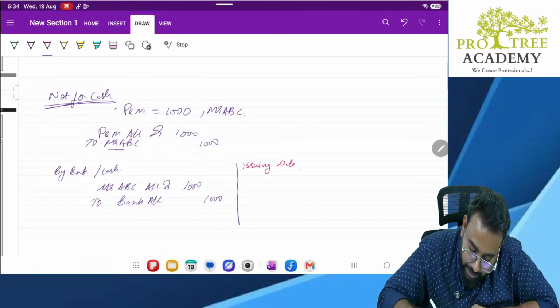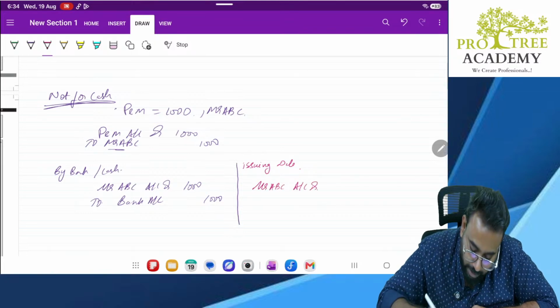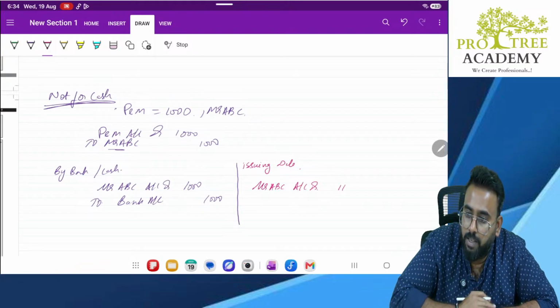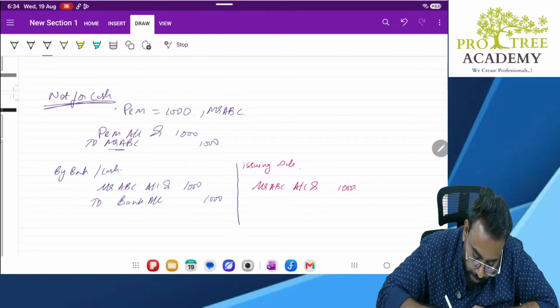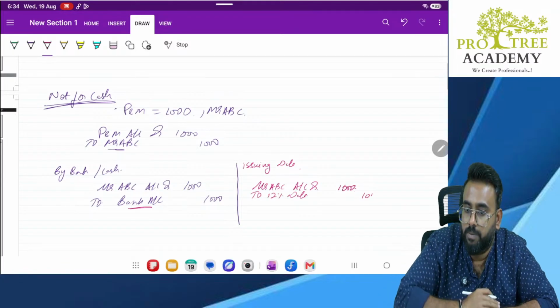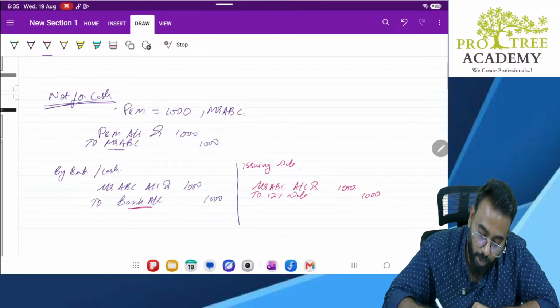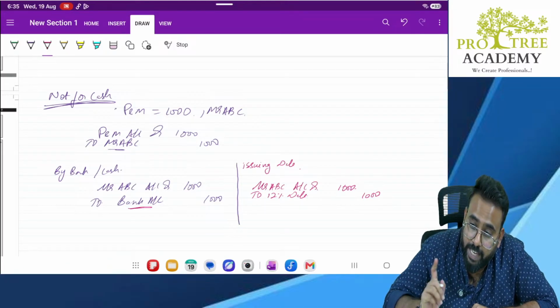Issuing debentures. So, what is the entry? Mr. ABC account debit 1000, correct? No change here. Instead of bank, here what will happen? 12% debentures 1000. Clear? Okay. Now this is when we are issuing at par.